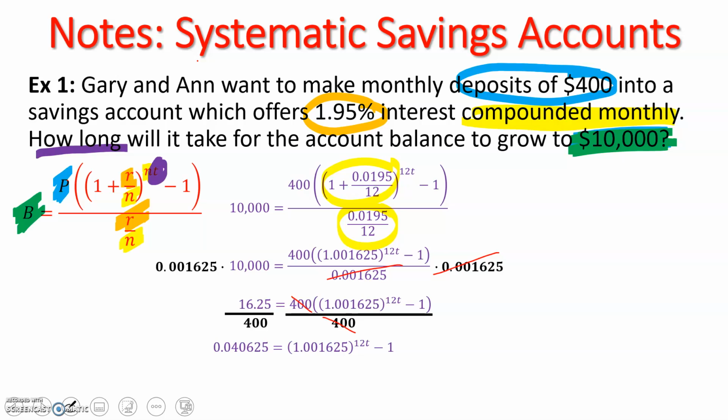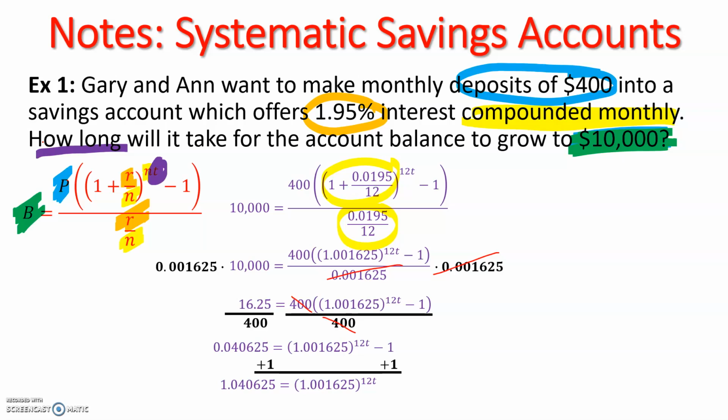Okay, now we're going to continue with this process. So I want to get this 1.001625 to the 12t by itself. I see over here I have this minus 1. So I'm going to remove the minus 1 by adding 1 to both sides. And that's going to give me 1.040625 is equal to 1.001625 to the power of 12t.